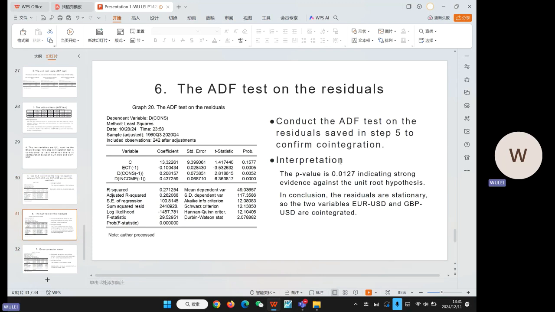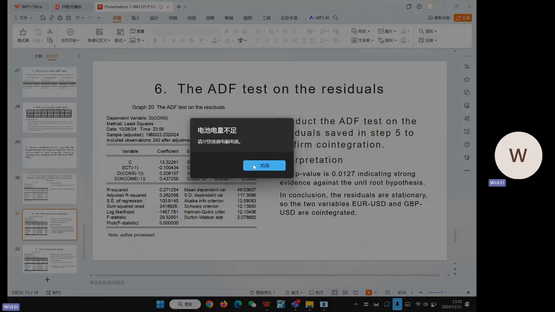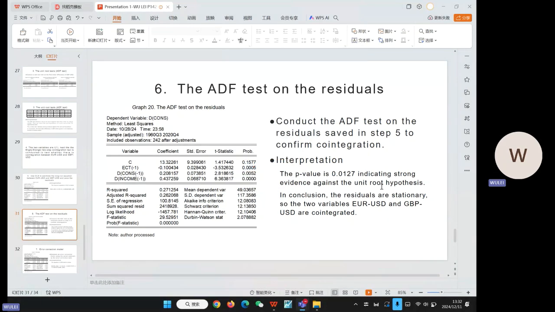Then conduct the ADF test on the residuals saved in the previous step, to confirm cointegration. From the results picture, we can see the p-value is 0.0127, which indicates strong evidence against the unit root hypothesis. In conclusion, the residuals are stationary, so the two variables EUR-USD and the GBP/USD are cointegrated.